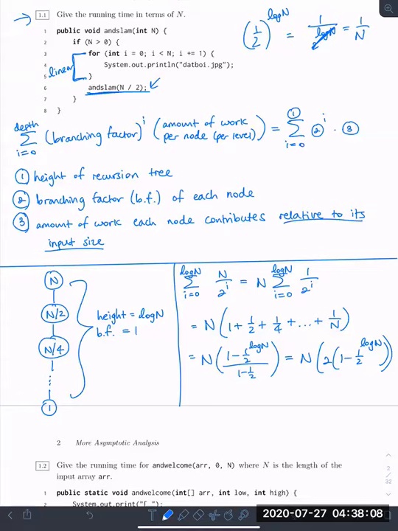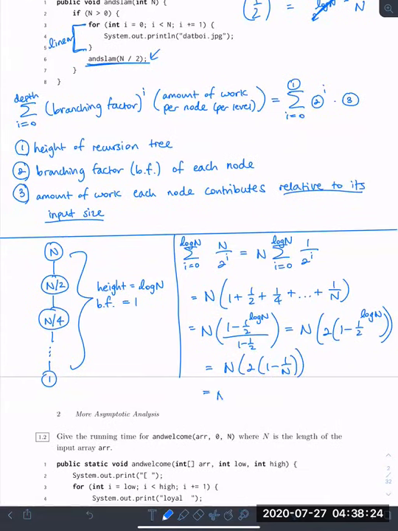Yeah, and so this is going to be n times 2 times 1 minus 1 over n. Okay. And so if you basically simplify this, we have n times, I guess we could just expand it out, right? 2 minus 2 over n. And then this is just 2n minus 2, if you really want to be very detailed with the math and expand out everything. So this is really just theta of n.